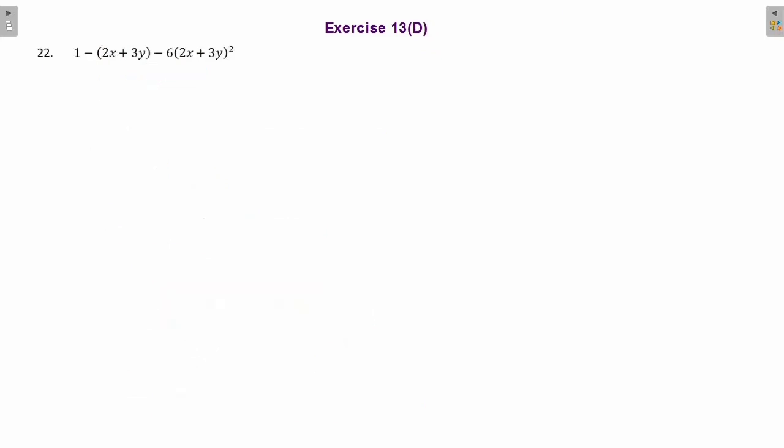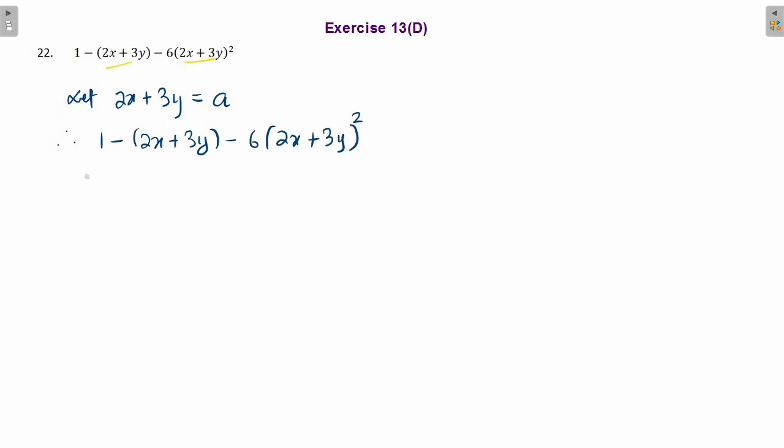Let's take a similar kind of question. So here you see we have this quantity and we have got this quantity which are same, right? So that's why we'll do the substitution here. This time we have 2x plus 3y, so let me take this to be a. So 2x plus 3y is a. Now therefore whatever is given to us, let me write that. So 1 minus (2x plus 3y) minus 6 into (2x plus 3y) whole square.